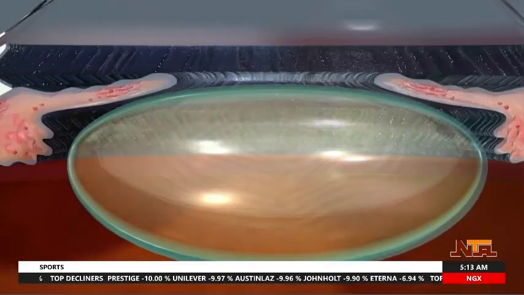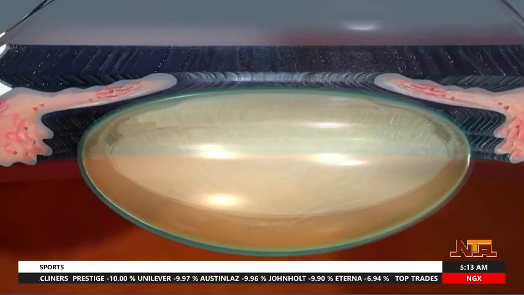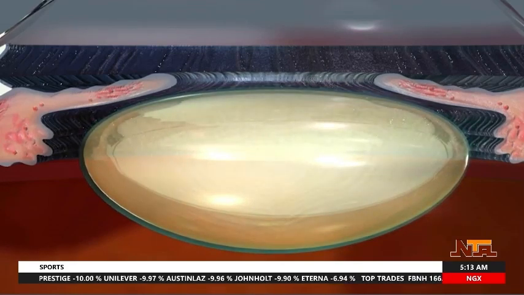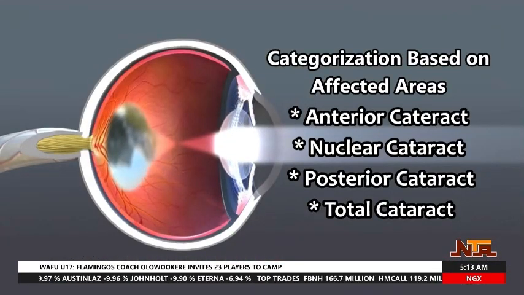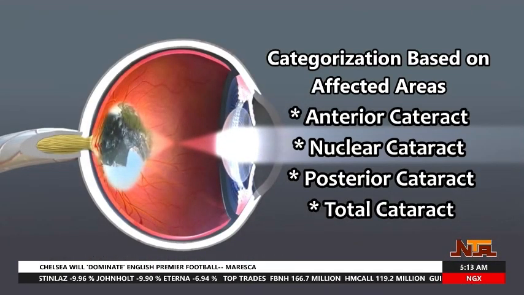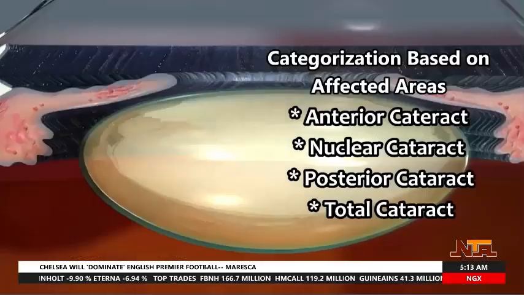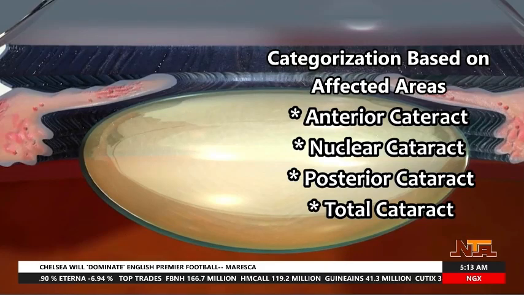Cataract is the opacification of this lens. And usually when you have opacification of this lens, it comes in stages. It can be very small, it can be big. One way of categorizing cataract is where you find it. If it's anterior, we say it's anterior cataract. If it is middle, we say it's nuclear cataract. If it is behind, we say it's posterior cataract. The same thing, you can have cataract affecting the whole of the layers of the lens, that we call total cataract.